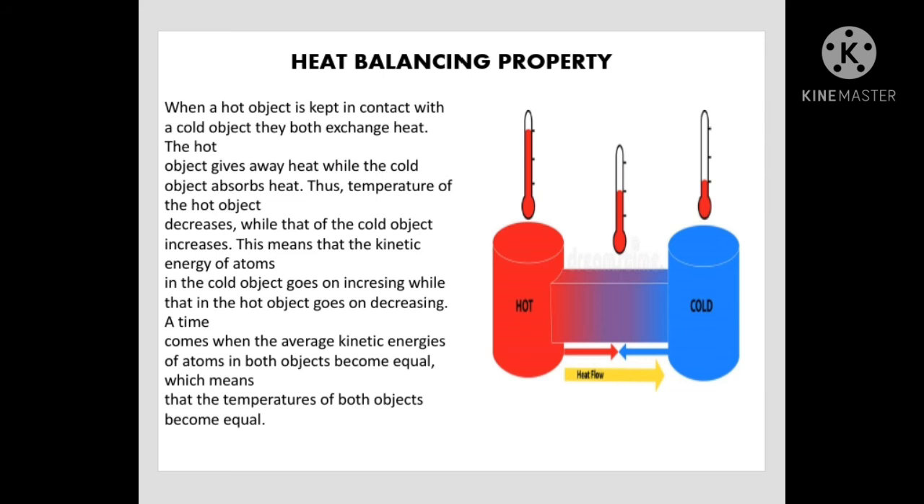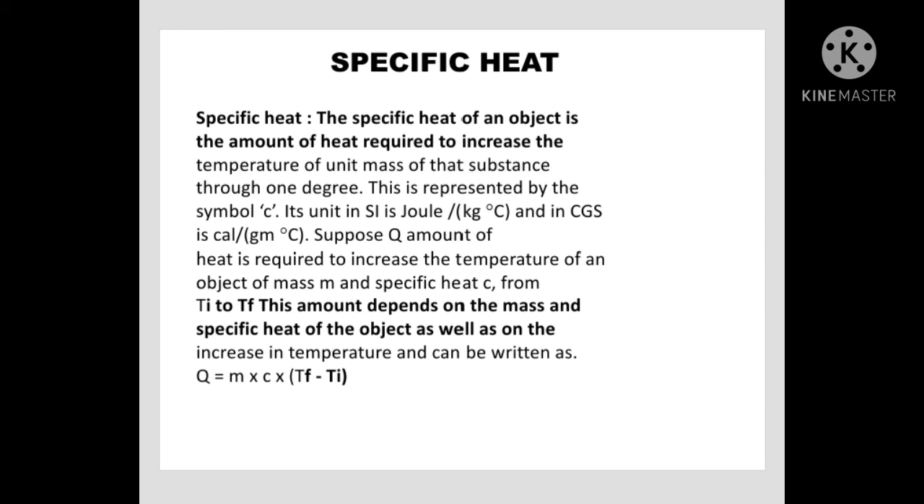It comes to room temperature, and a cold object comes to normal temperature because it starts absorbing or gaining heat from the surroundings. So students, this balancing is very important, which we call the heat balancing property. Students, this was all about the property of heat balancing, which is very important. Now we will move to the next concept, specific heat.